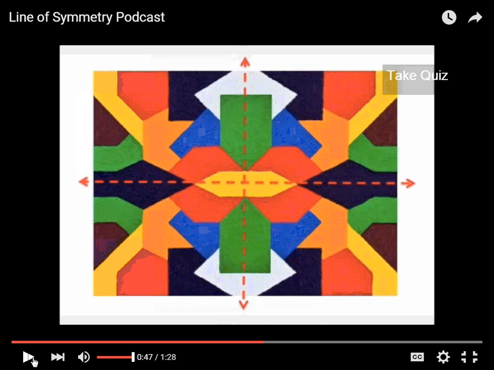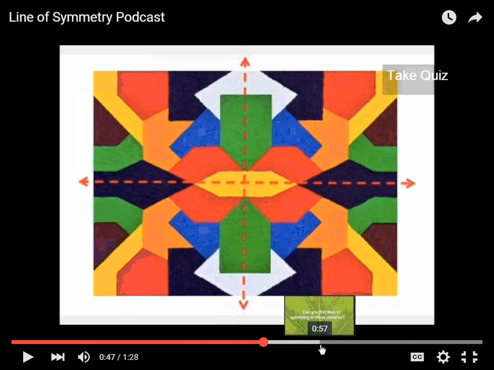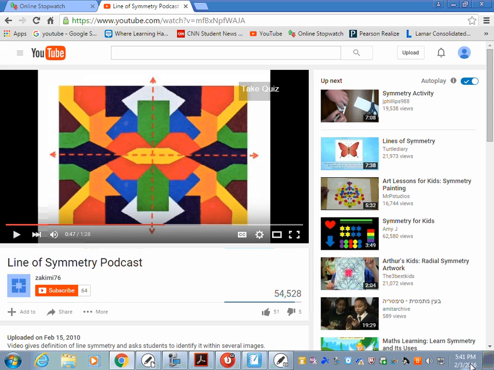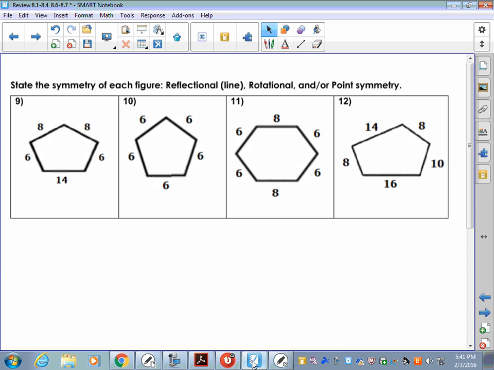Alright, I think that's good enough. I think you kind of got the gist of it. So, on our review, they wanted you to state if it was reflectional symmetry, basically the line, rotational symmetry. Rotational symmetry is when you can turn it and it has to be less than 360 degrees and you still map onto itself. And then point symmetry, it equals 180 degrees. Okay, and I think I have some examples up here to help make you see that better.